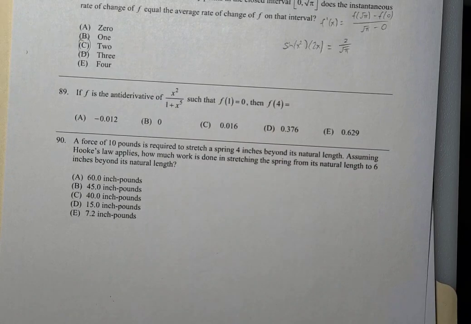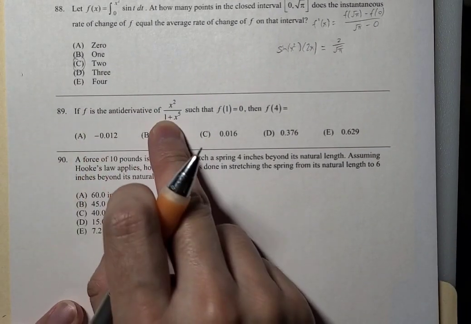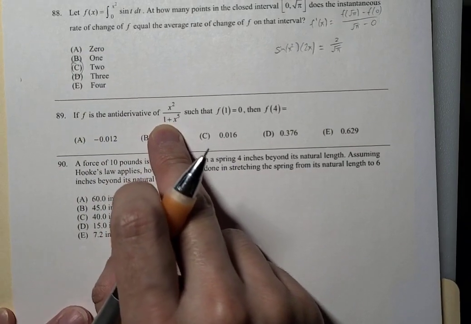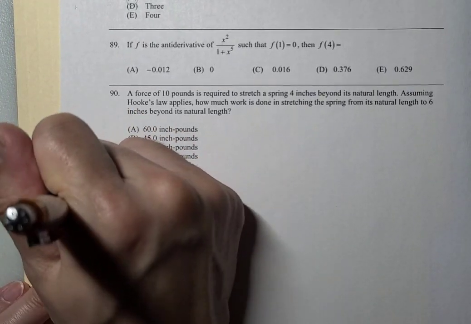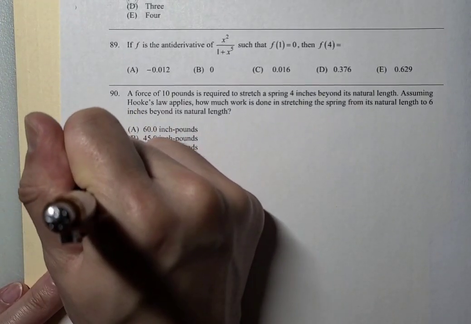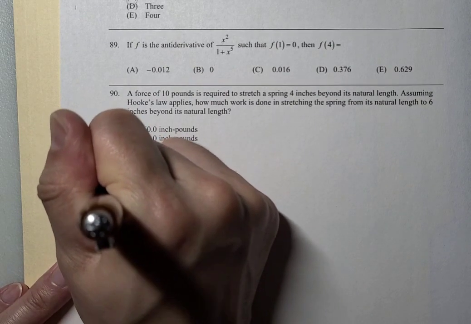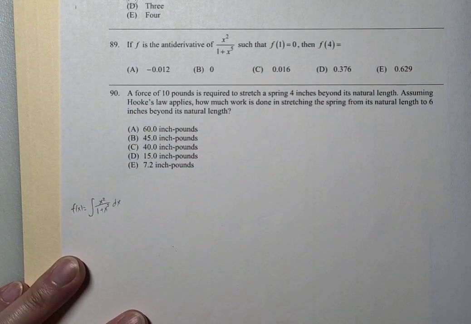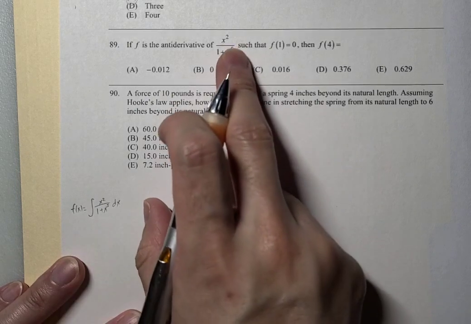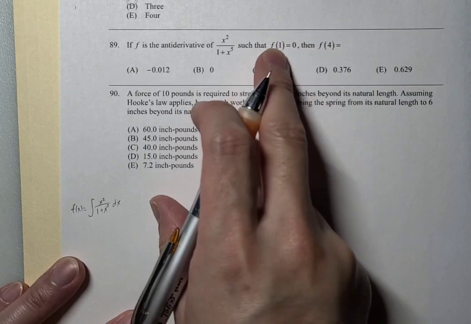Okay. If f is the antiderivative of this guy, such that f of 1 is 0, then f of 4 is equal to what? Okay, so f is the antiderivative of this. So f, let me write it here. Let me just start in this corner. F of x is the integral of x squared over 1 plus x to the 5th dx. Okay? This is what it says. So we want f of 4, and they give us f of 1.